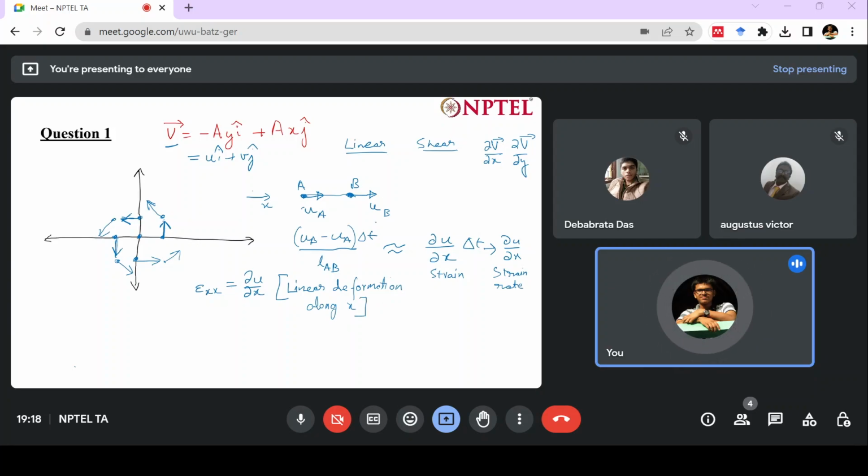So along the x direction, what is the linear deformation? Similarly, we will have epsilon yy, which will give us linear deformation about the y direction. Here the velocity component will be v, and the coordinate will be y. So del v del y and del u del x will give us our linear deformations.